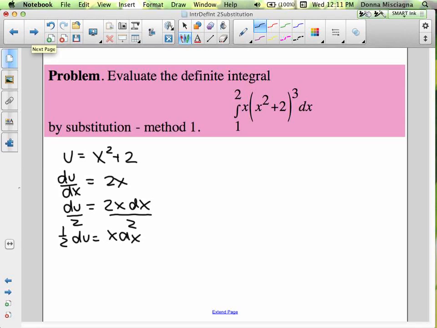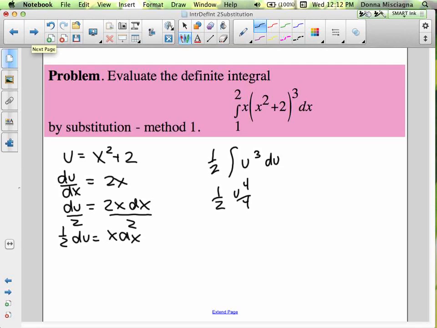I'm sorry. So we're using method 1, which means we'll substitute back. So you'll have u cubed? Yes. And the 1/2 can come out. So we have 1/2 u cubed du, right? And so we integrate. And so we have now 1/2 u to the 4th divided by 4, right? And no plus c. Now we can simplify that.